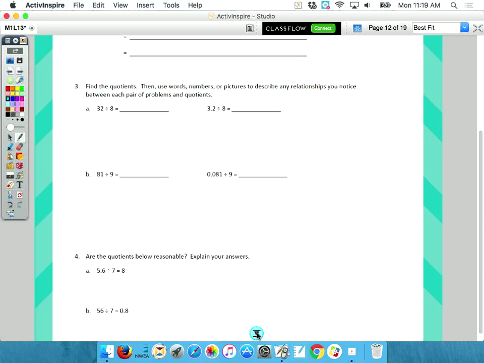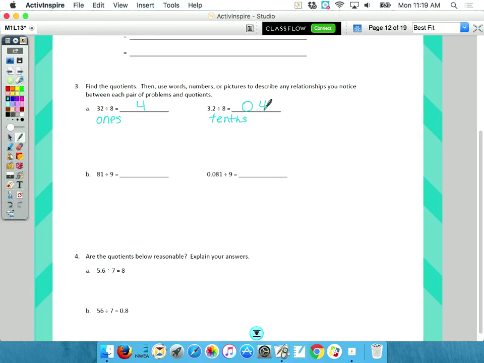So what kind of relationship do you notice here? All the digits are the same. What's different, Ella? Okay, she said this one's ones and this one's tenths. You agree? Yeah. What's the answer to the ones problem? 4. What's the answer to the tenths? 0.4. So 4 tenths? Yeah.